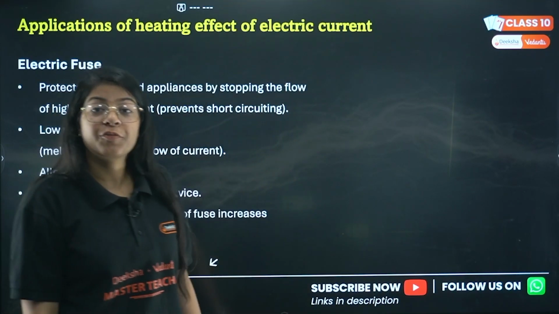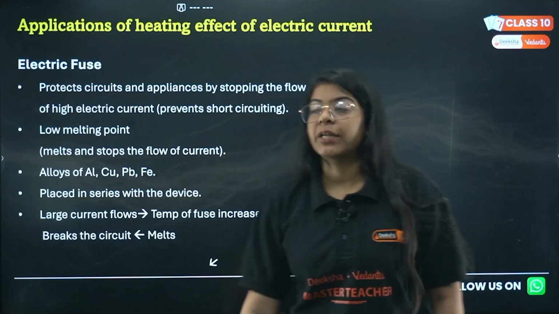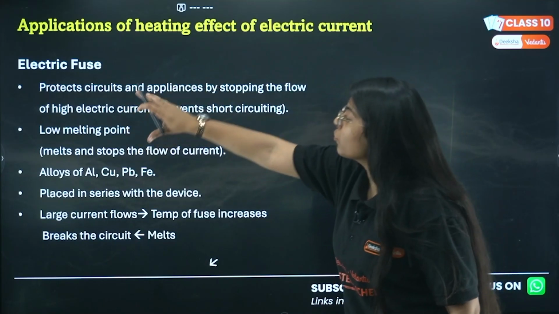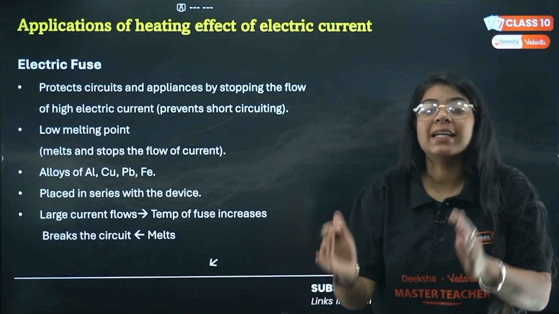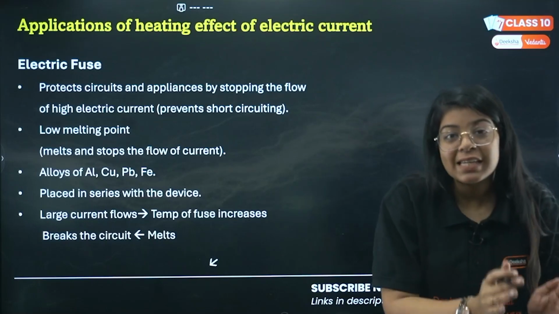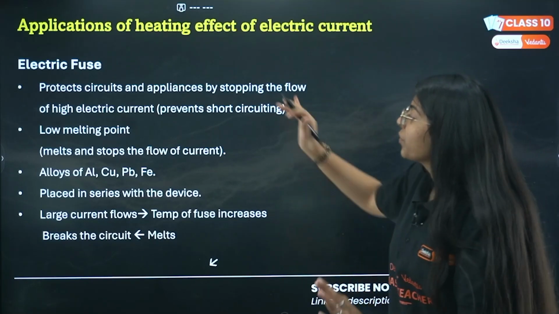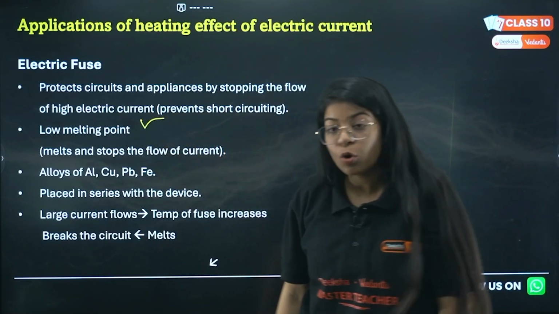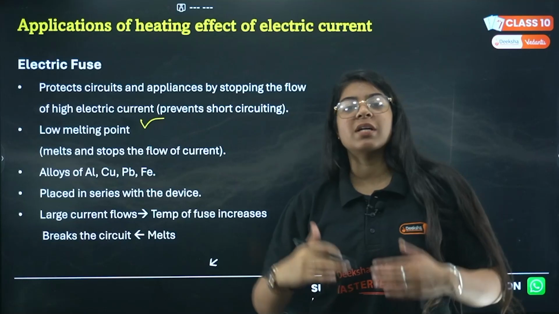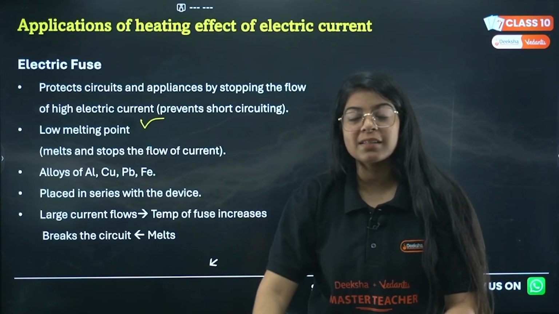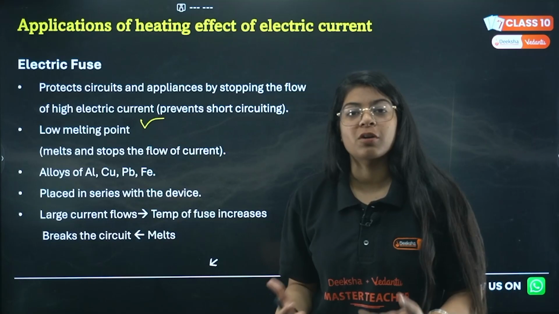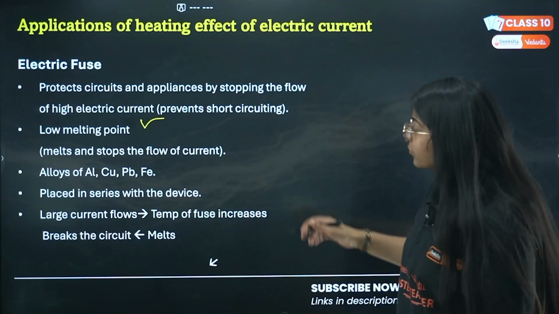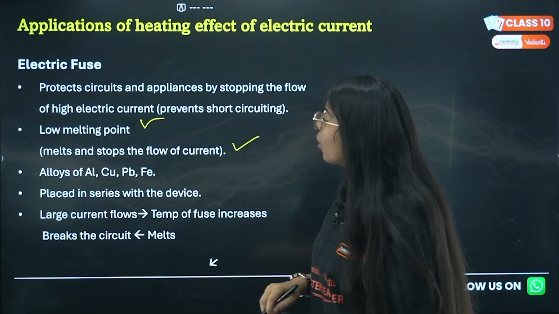Then electric fuse, a very important topic. This electric fuse protects circuits and appliances in our households. We connect it in series with the rest of the appliances. Its melting point is very low. It melts as soon as high current passes through it, thus breaking the circuit and hence protecting our appliances from getting shocked, from getting burned. It melts and stops the flow of current.